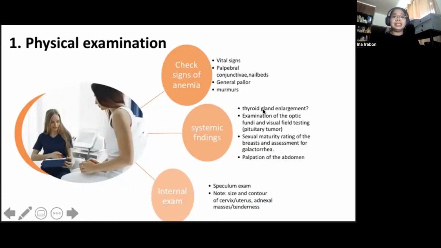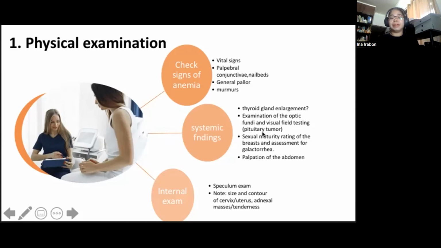Now for the physical exam, we zoom in on these very important areas. First, of course, you have to check for signs of anemia, because remember, your patient is bleeding or has irregular bleeding. So first check the vital signs. Of course, tachycardia is a sign of anemia. Check the conjunctiva and nail beds. Does she have pale palpebral conjunctiva or pale nail beds? Check the general appearance. Does she have pallor? And murmurs also can be a sign of anemia.